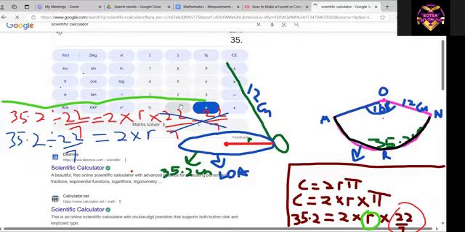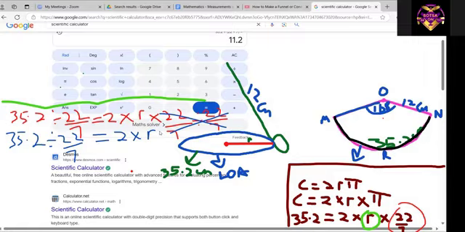So 35.2 divided by 22 divided by 7. Oh, I forgot this calculator might give me trouble. So let me put this in brackets, 22 divided by 7. Let me double check that here. Yes, I'm getting 11.2 in my calculator.